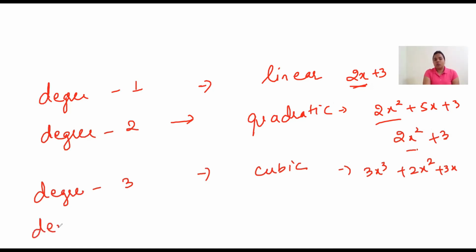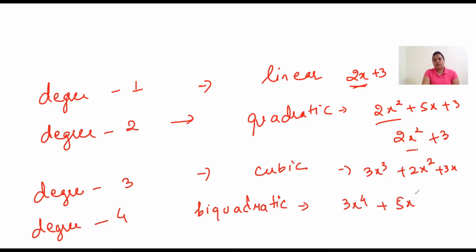If the degree is 4, we call it biquadratic. In that case, it will be 3x to the power 4 plus 5x square plus 3x, something like that. Or it can end there also. There is no need to have all the terms in the decreasing order. Suppose they are 3x to the power 4 and there is no cubic part in that polynomial, it means the coefficient of the cubic part is 0. I'll give an example for that also.